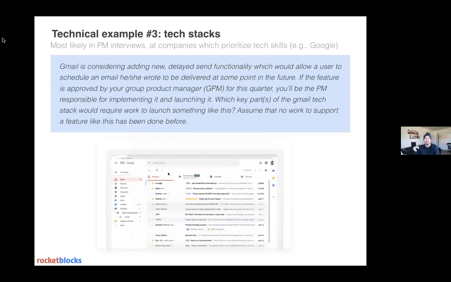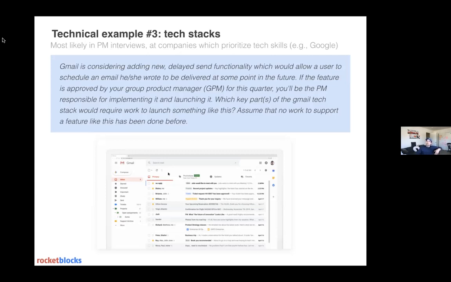Okay, let's do a third example. This is another technical question that might come up in product management interviews, a different type of topic, talking about the actual technical architecture, the product stack or tech stack, if you will, that a product is built on. So let's take a look at what this question is. This is a little more in depth. It's sort of a technical case-y type of question.